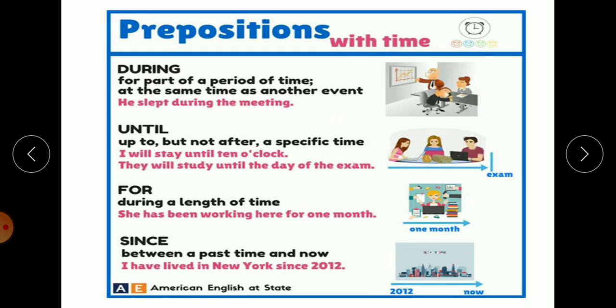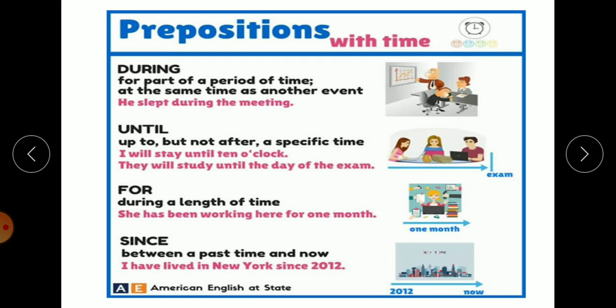Like he slept during the meeting. That means meeting was the first event that was going on. Second, what happened? Slept. The slept was the second event. So slept, sleeping, कब हुई? When meeting was going on. So we will be using preposition during. Like he studied a lot during his exams. That means जब exams चल रहे थे. So that means when the event was going on. So then we are using during.